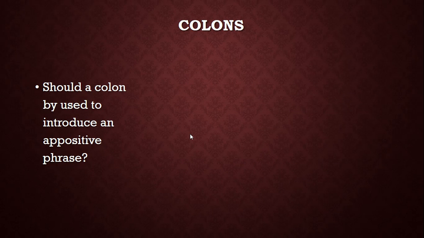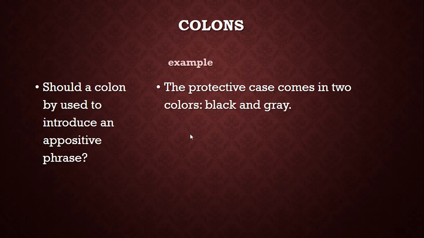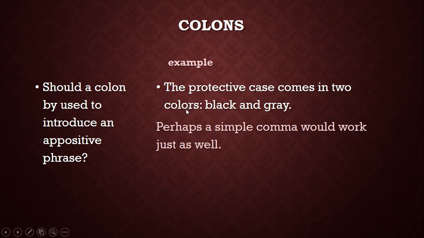Should a colon be used to introduce an appositive phrase? So let's look at that and then we'll review what an appositive phrase is. The protective case comes in two colors: black and gray. So black and gray is the appositive phrase. Those are two nouns, in this case they're being used as nouns, clarifying this noun, colors. So this works. According to some style manuals, this works just fine, but perhaps a simple comma would work just as well. So here's another option that I think we have for this sentence.